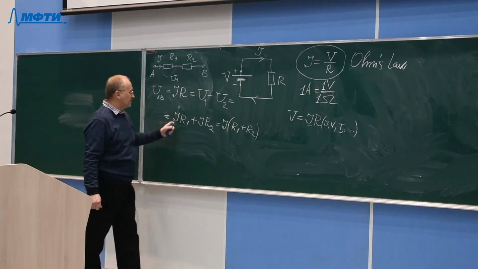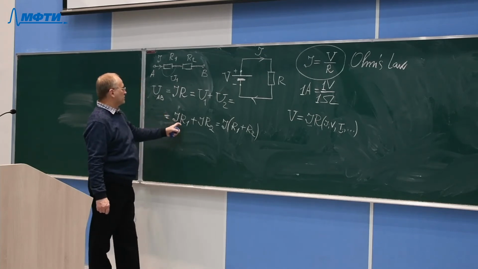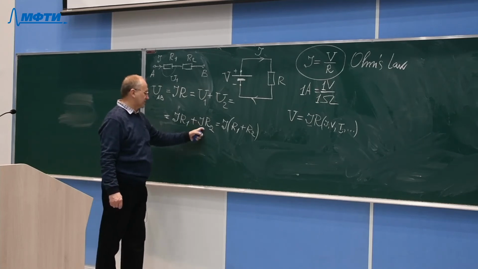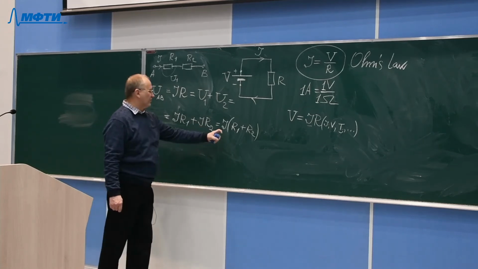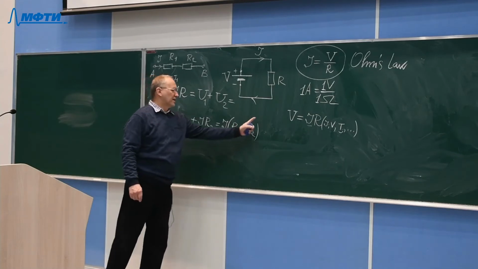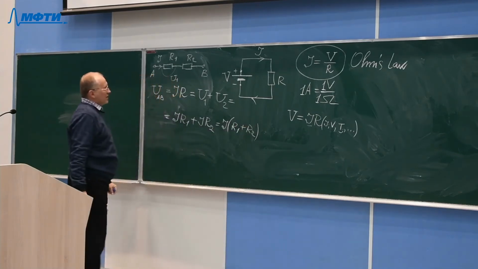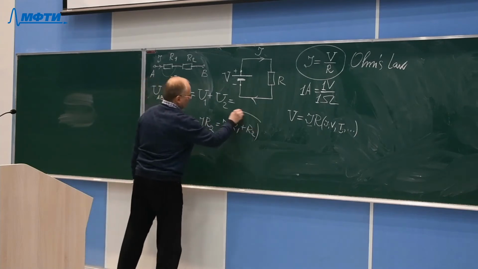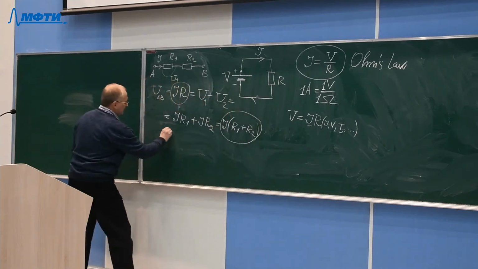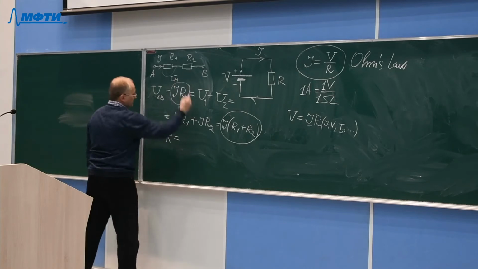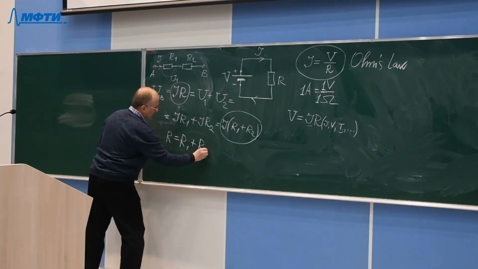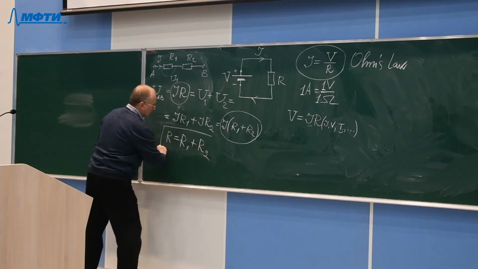For a constant current, the current through the first resistor will always be equal to the current through the second resistor. That's why we can factor this current out of these round brackets. Well, considering this expression and this expression, we readily obtain that the total resistance in this circuit is equal to the first resistance plus the second resistance. That is the law.